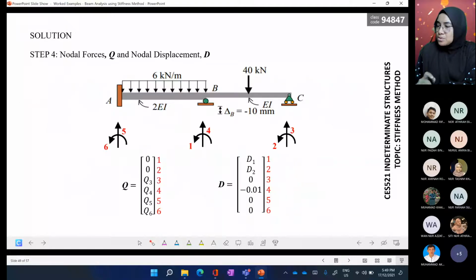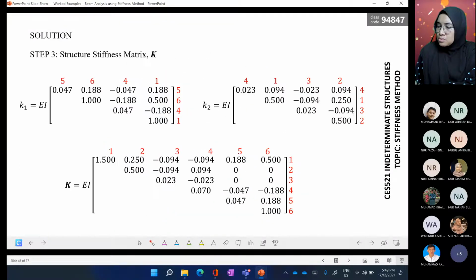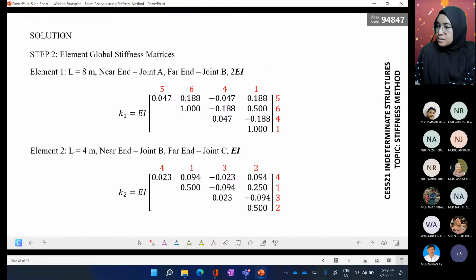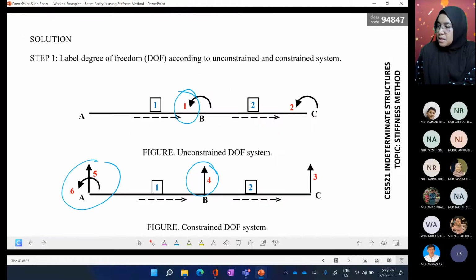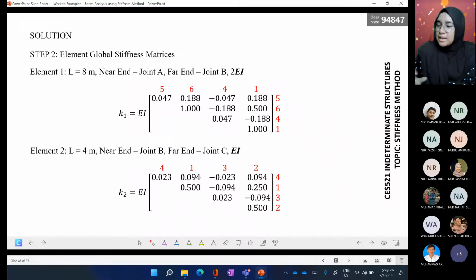And for element number 2, we have 4, 1, 3, 2. So we get it like this. Okay, so I believe everybody understands this part.